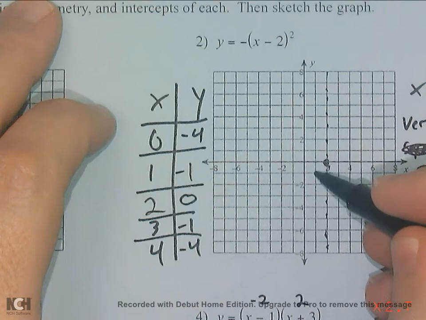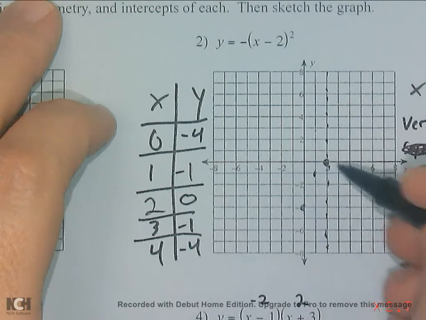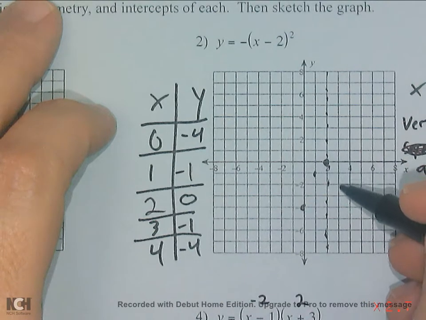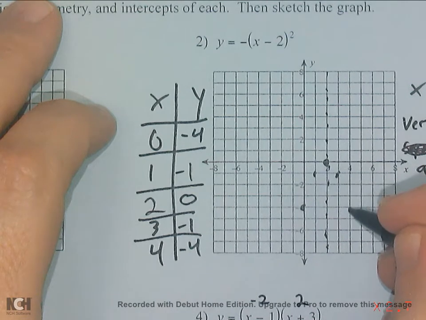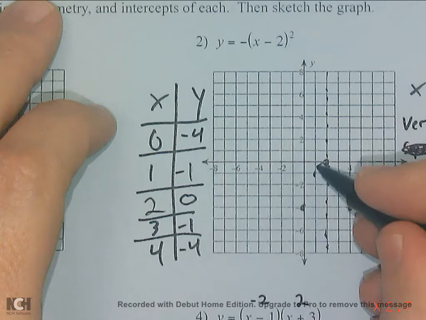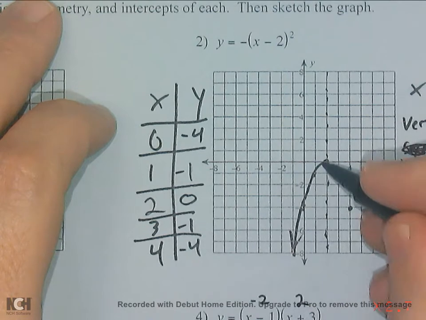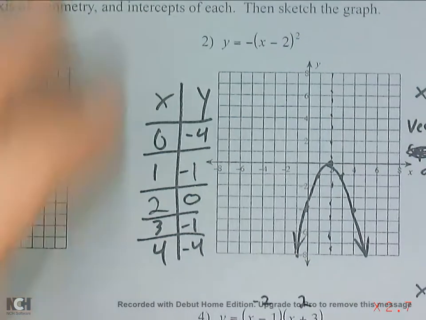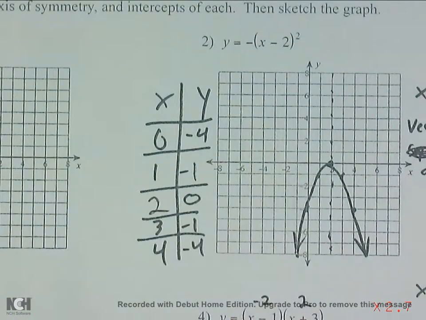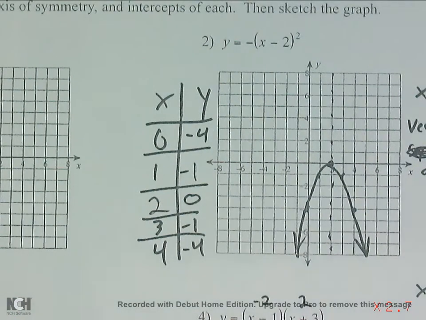So then I can plot those points. At 1, it's negative 1. At 0, it's negative 4. At 3, it is negative 1. And at 4, it's negative 4. And that gives me my parabola. And that is how you graph in intercept form.